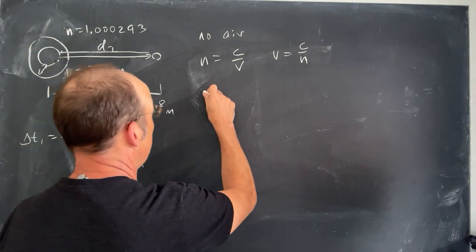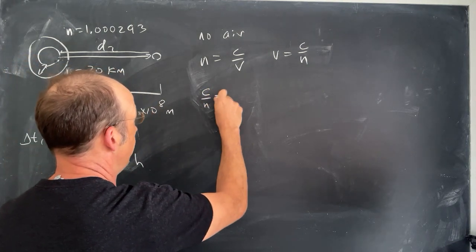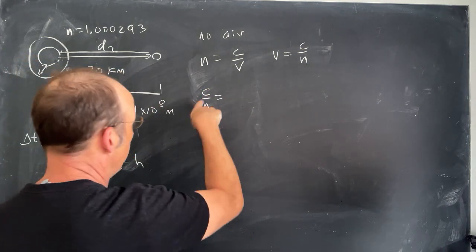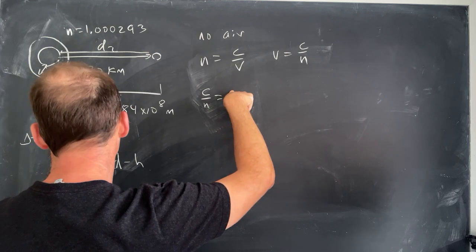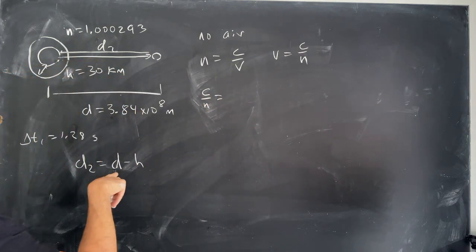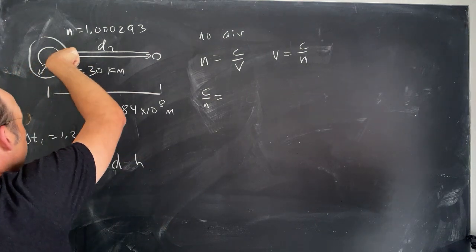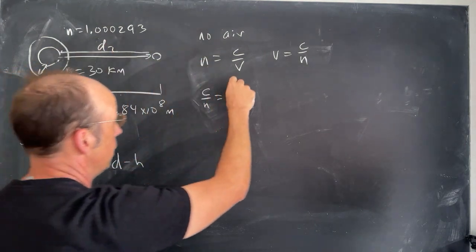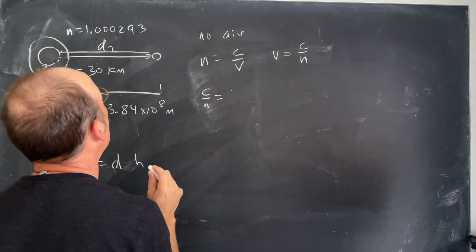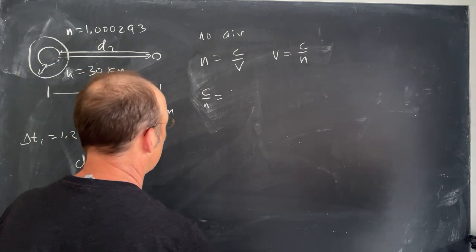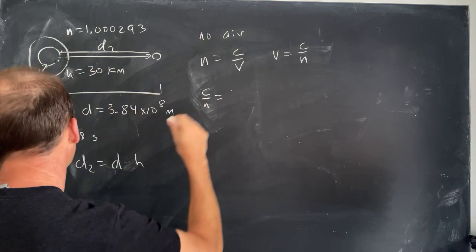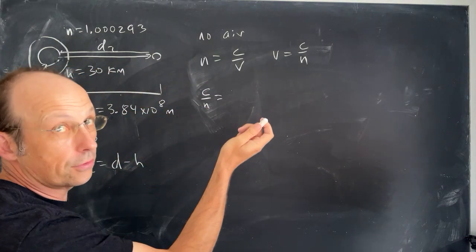Now I can say the same thing, c over n, which is the velocity, the distance traveled over the time. Let's break it into two parts. I need to go through the atmosphere twice, and I need to go through the rest twice. So for the first part, let's calculate two times, and then I'll add the two times together.